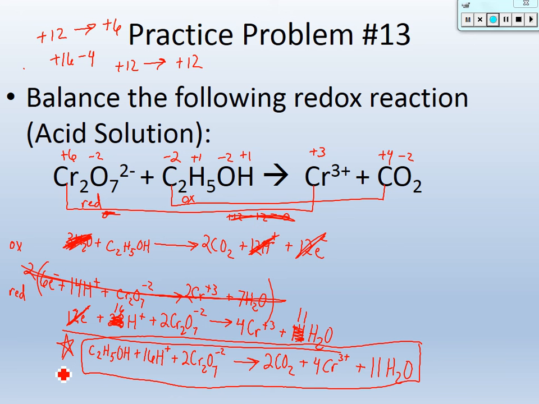To give us some more practice, I've got a worksheet in the student workbook. It's called Balancing Redox Reactions in Acidic Solutions. So please turn your student workbook there, get that done, and hopefully this video helps you.